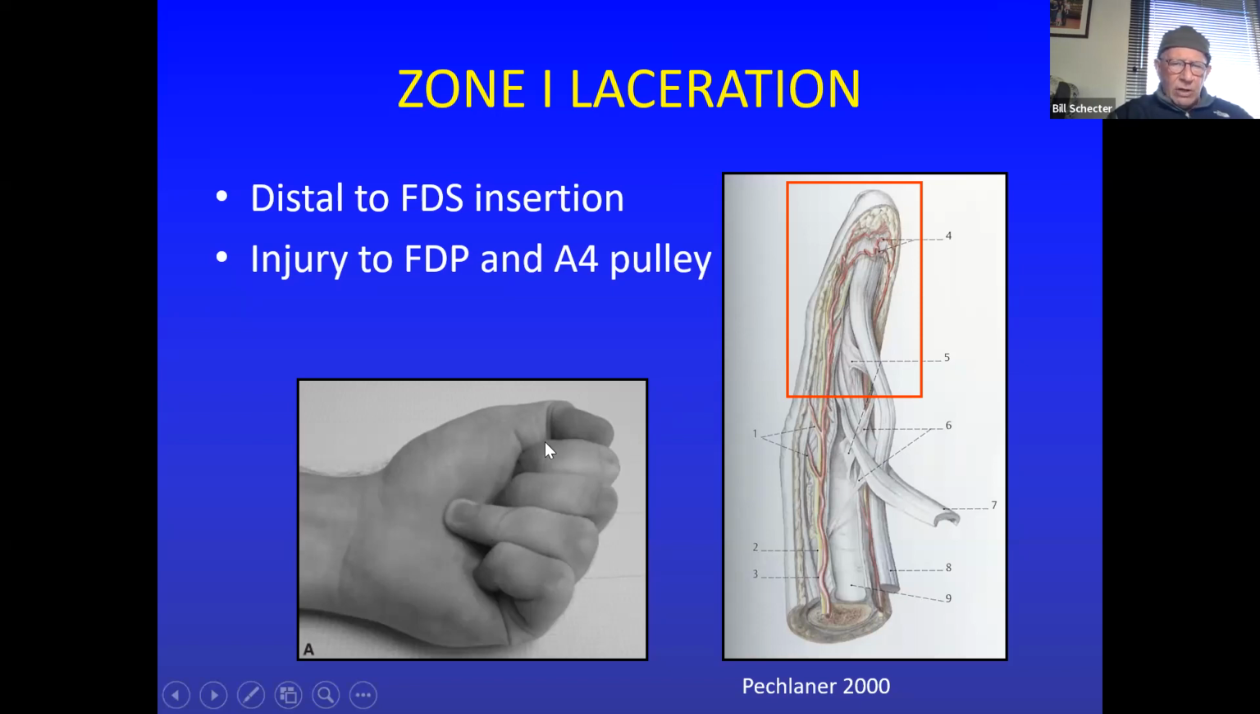How do we know that? We know that the sublimis is intact because the PIP joint flexes. And we know that the profundus is cut because the DIP joint does not flex. So now sometimes you can get faked out because sometimes the vinculum, the tendon is cut, but the vinculum has not torn.